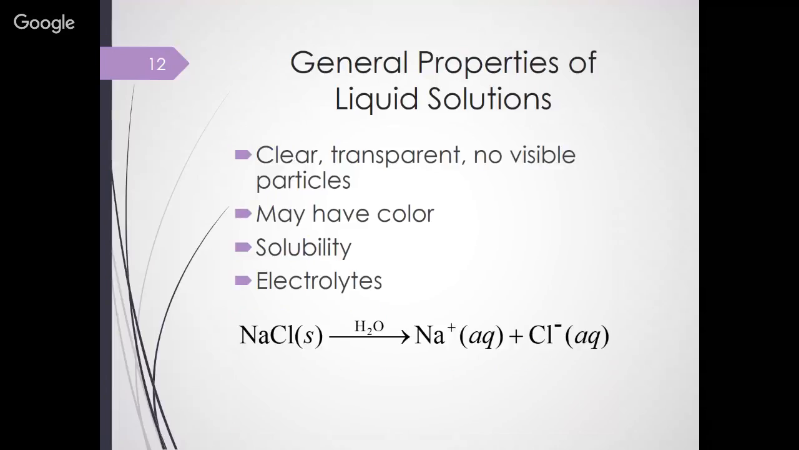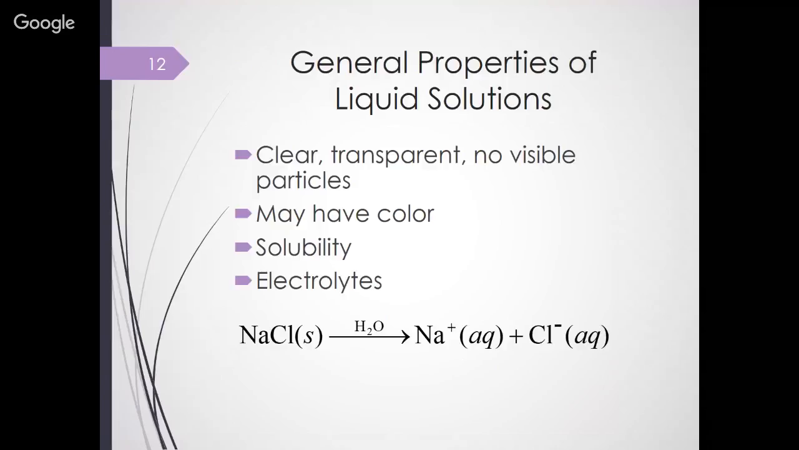So some other properties of solutions are they are clear, which is different than being cloudy. They're transparent, which means that we can see through them. And there's no visible particles floating around. Now, some solutions may have a color, but they still have to be clear and transparent. We've seen that different types of transition metal salts have specific colors associated with them. Therefore, when you dissolve them in water, the solution would take on the color of the water.